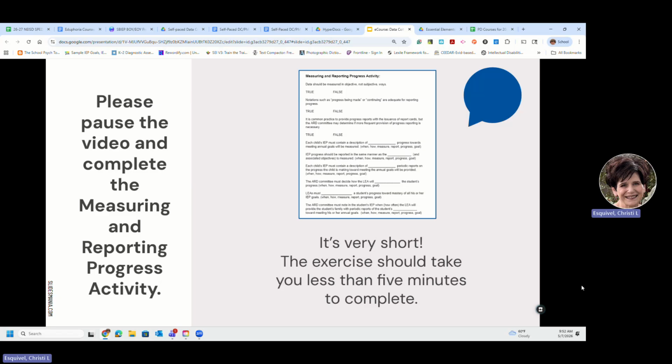One of the resources you printed before you started the video is the Measuring and Reporting Progress Activity. Please pause the video and complete the activity. It's very short. The exercise should take you less than 5 minutes to complete. When you're ready, come back and resume the video.